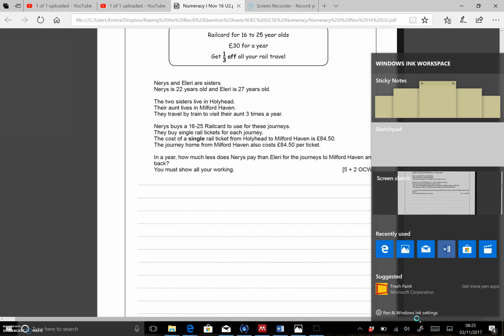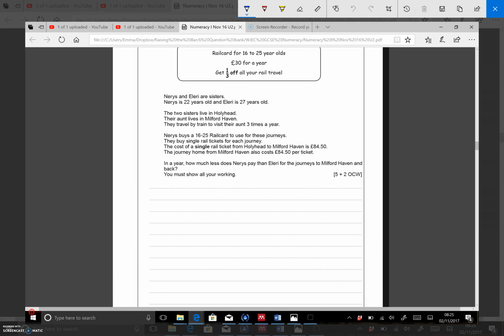Right, now the 2 sisters live in Holyhead. Their aunt lives in Milford Haven, and they travel by train to visit their aunt 3 times a year. Nerys has a rail card, Larry doesn't. Okay, so they buy single tickets for each journey, and the cost of a single ticket is £84.50. The return journey home is also £84.50. So they're going 3 times a year to Milford Haven and back, so they need 6 single tickets.